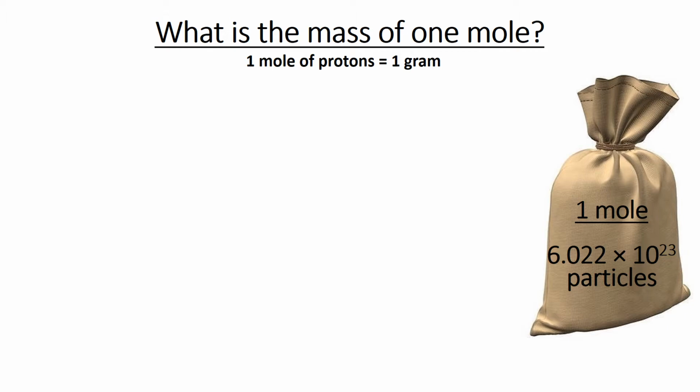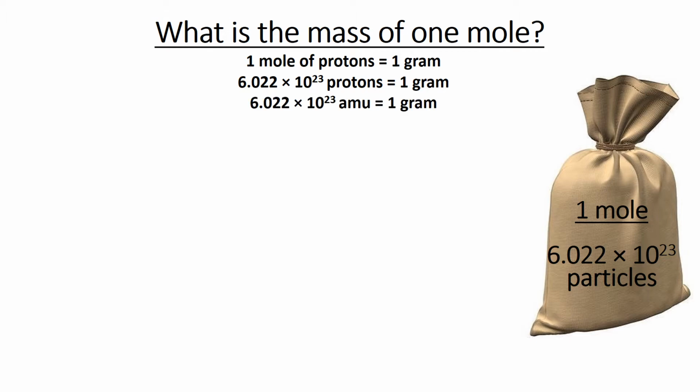That's how we defined Avogadro's number. We wanted to make sure that 1 mole of protons was going to be the same thing as 1 gram. Well, that means that 1 gram is the same thing as 6.022 times 10 to the 23rd protons, because a mole of protons is 6.022 times 10 to the 23rd protons. And that also means that since a proton has a mass of 1 AMU, 1 gram is the same thing as 6.022 times 10 to the 23rd AMU.